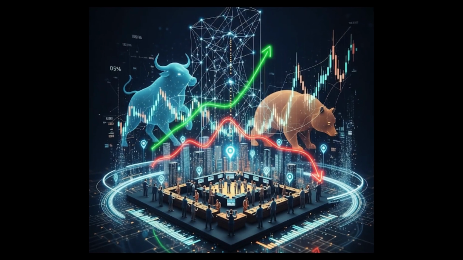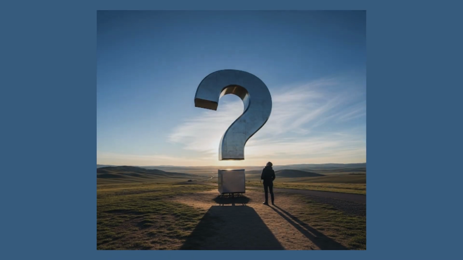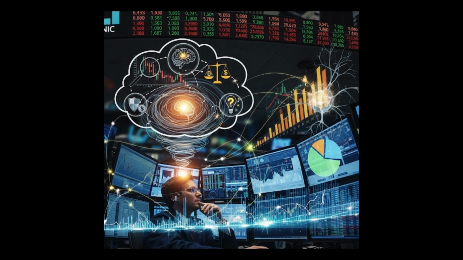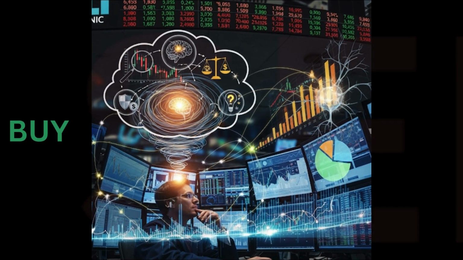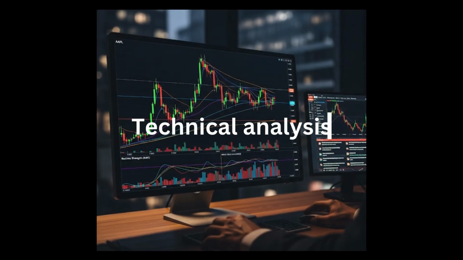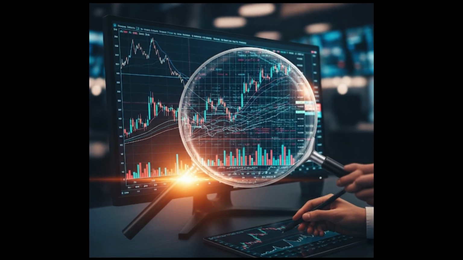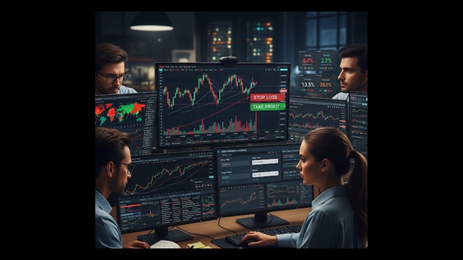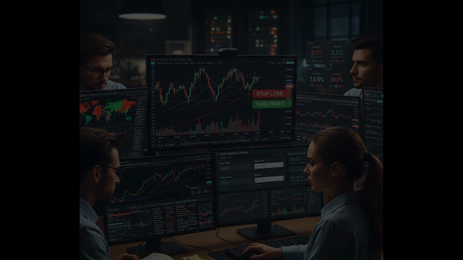Until now, we've covered how the stock market works: IPOs, indices, and even order book depth. But here's a big question. Once you're in the market, how do you actually decide when to buy or when to sell? That's where today's topic comes in: technical analysis. This is one of the most powerful tools traders use to identify opportunities and define entry, exit, risk, and reward.